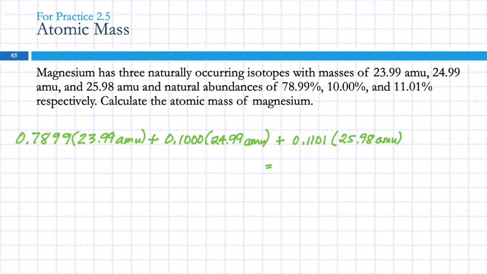And then your calculator is going to be fine if you just type this in as it's written. So 0.7899 times 23.99 plus 0.1 times 24.99 plus 0.1101 times 25.98 equals. So that's what my calculator gives me.